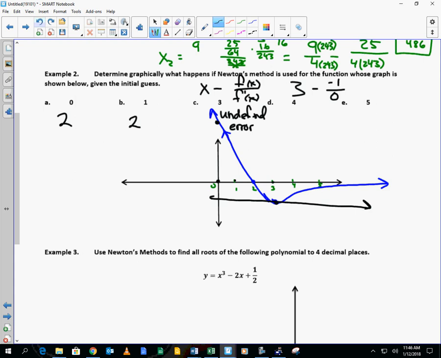Look at 4. This is where people really get confused. I guess 4. I find the point. What do I do then? Line tangent, and I look for the x-intercept. Did that draw me closer to or further away? Further away. Let's try it again. Punch in the next value. Draw the line tangent. I'm going further away again. I try it again.